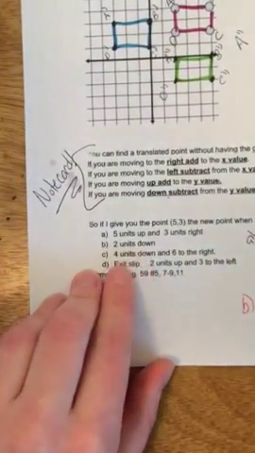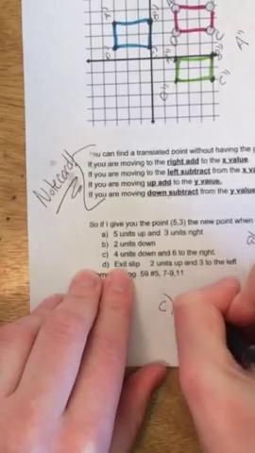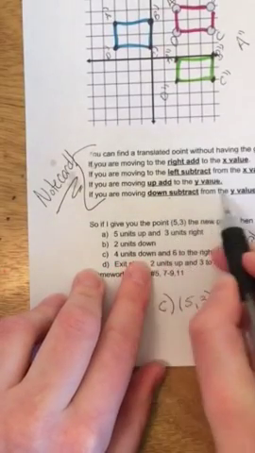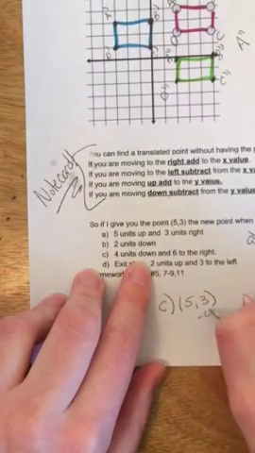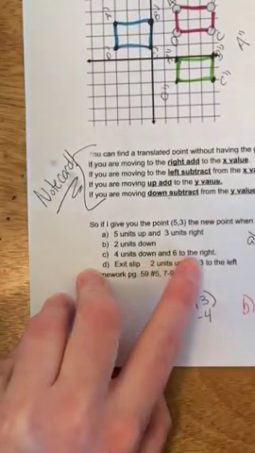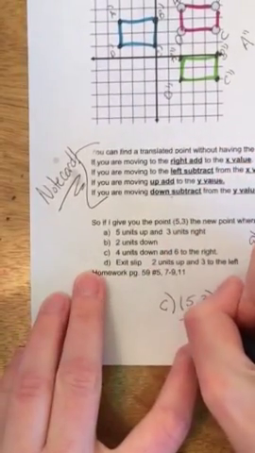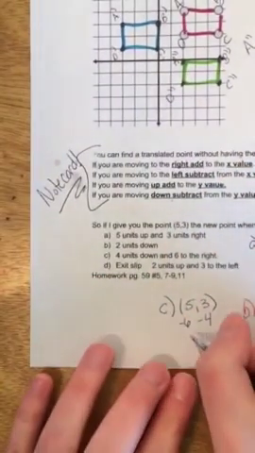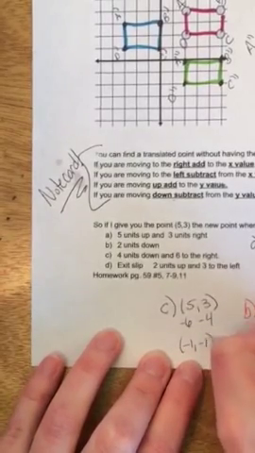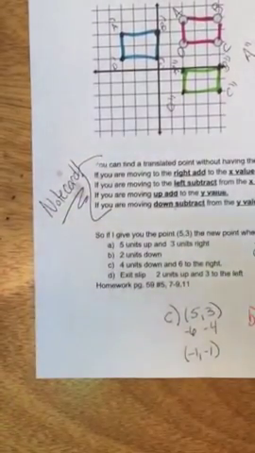Okay, C now. Again, I'm still starting with 5 comma 3. 4 units down. Down means I subtract from the Y value, so I'm going to subtract that. And 6 to the left means I'm going to subtract from the X value 6 units. So if I do that, 5 minus 6 is negative 1, and 3 minus 4 is negative 1. So I have the point negative 1, negative 1.